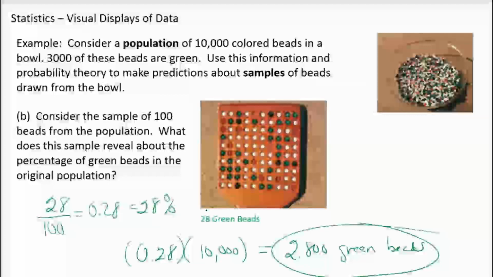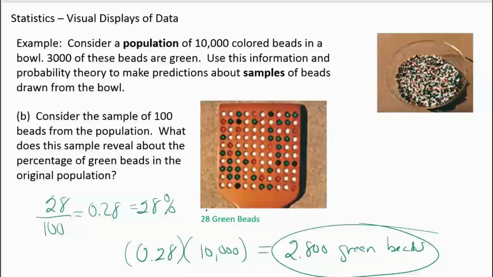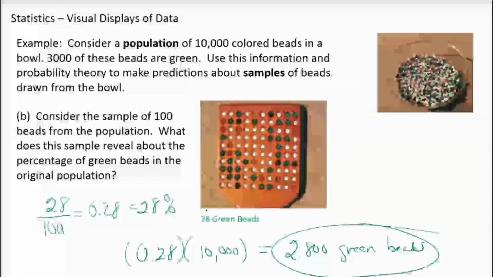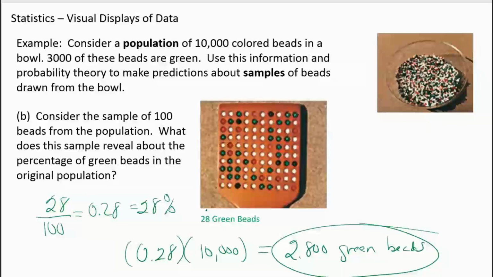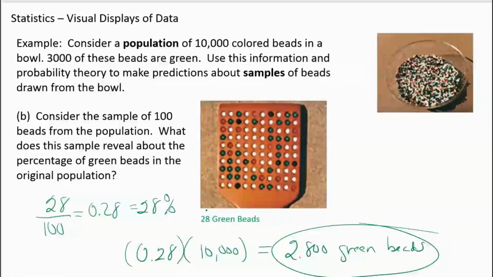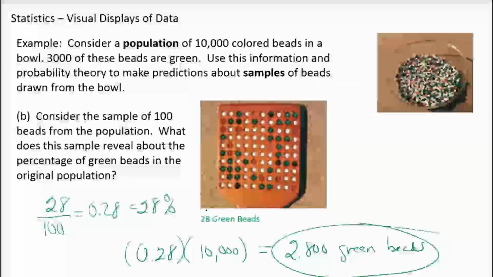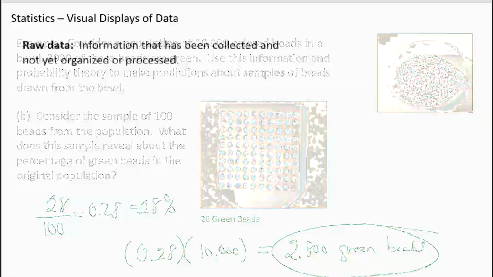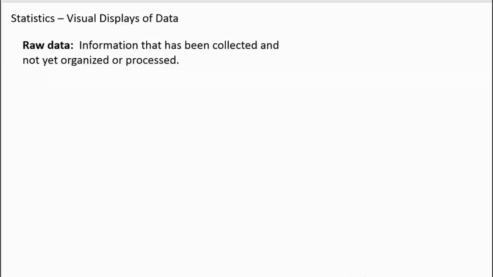But I would say that's closer than the 3,600. And if we could even estimate 200 or 300, we would get closer and closer to that 30% of green beads in the actual population. So this is to show you can use a sample space to estimate the statistics for a real population if needed. So continue with a couple more definitions.